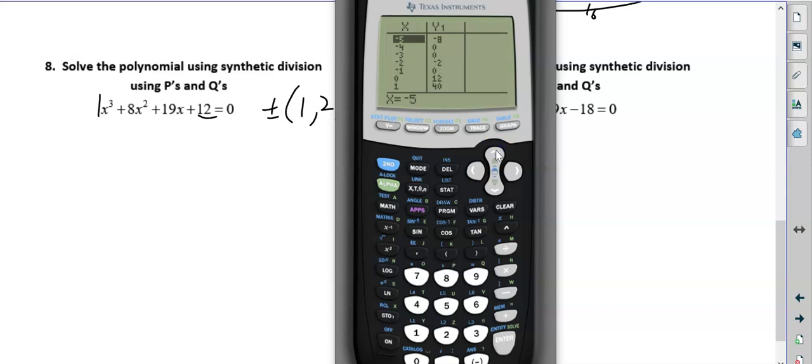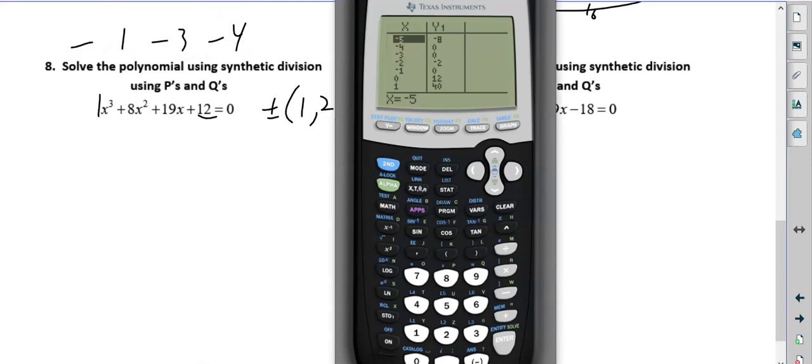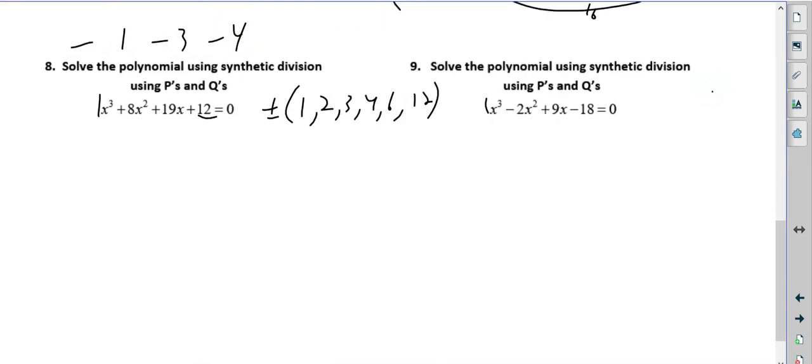And being that this is a cubic, we already know all 3. So we already know the answer is going to be x plus 1, x plus 3, and x plus 4.